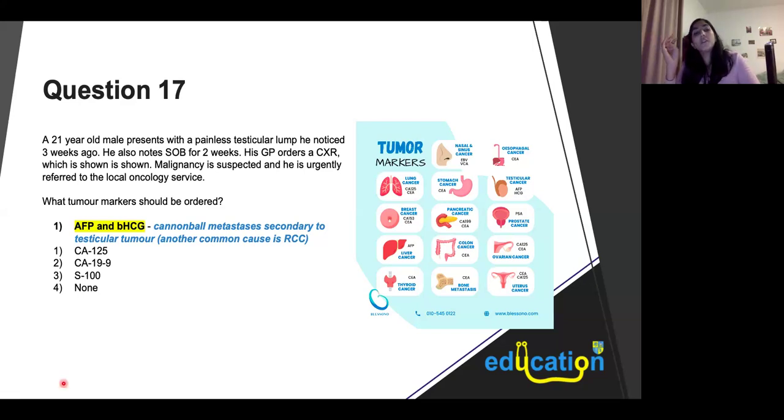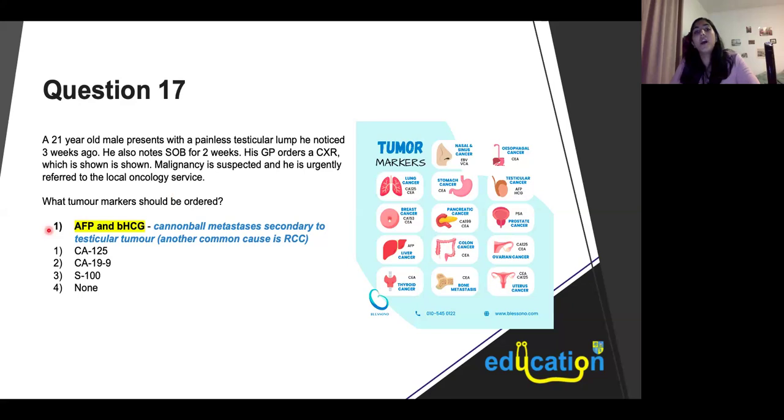However, because they are being sent to the oncology service, and oncology would like these things to be sent before they get there, there are basics that an oncology team would expect you to send. You send the relevant tumor markers just in case they're high, because that helps back up the evidence.